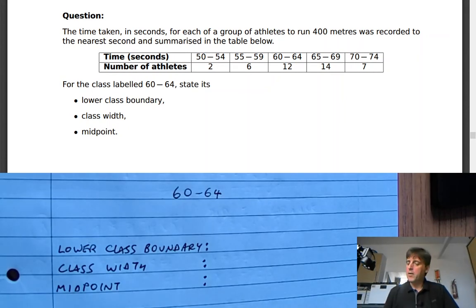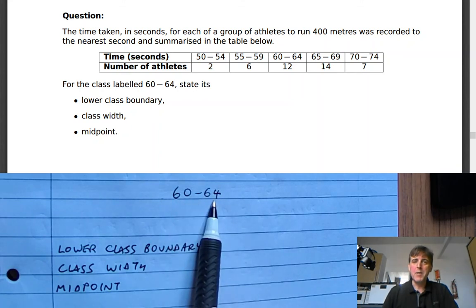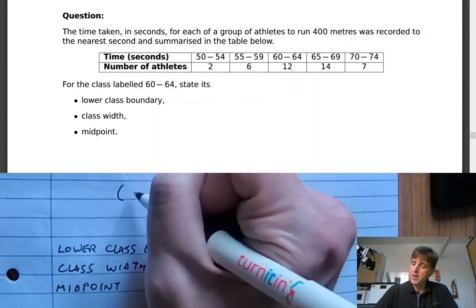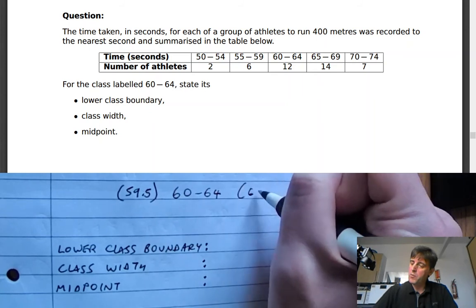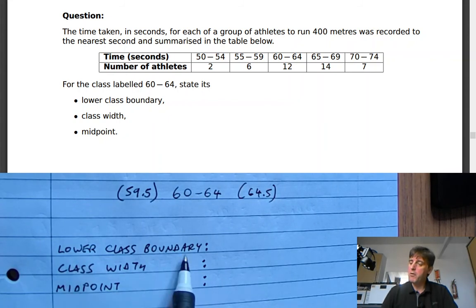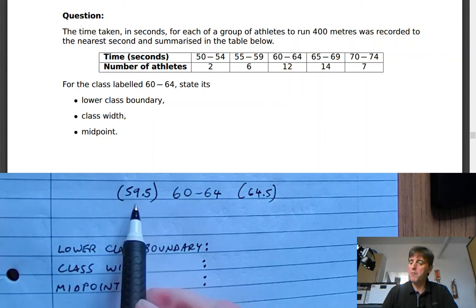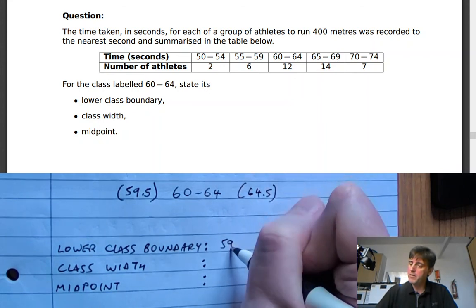Okay, how did you get on then? So the 60 to 64, what it actually means here, it doesn't mean 60 to 64, does it? Because these numbers have been rounded. It actually means 59.5 to 64.5. Okay, hope we understand why. The lower class boundary, therefore, is the number above which it takes us to be in the class here, so 59.5.